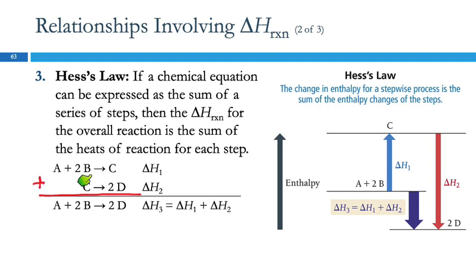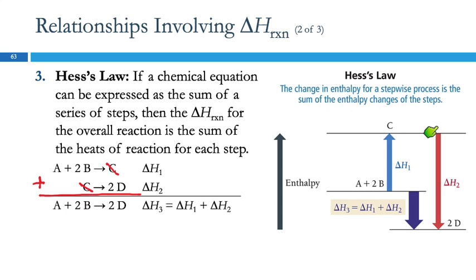This is forming C, and this is using the C up, and so that doesn't show up in the picture anymore. And now we have A plus 2B goes to 2D. Then delta H for this reaction is the sum of the reactions that we added, because we did this one and that one.